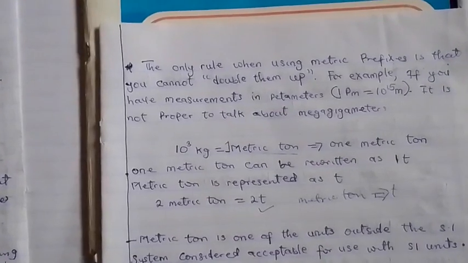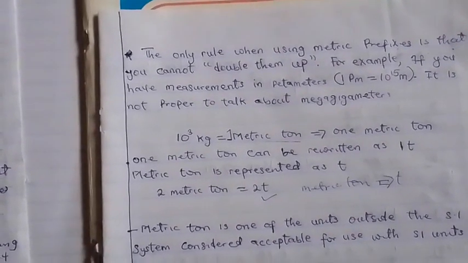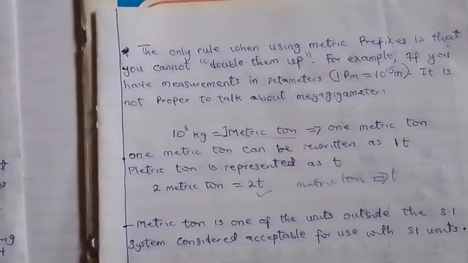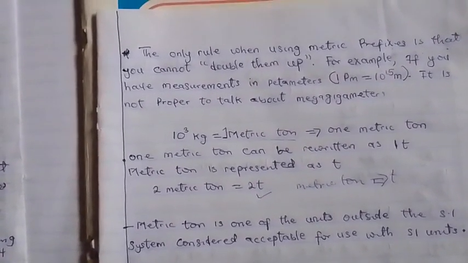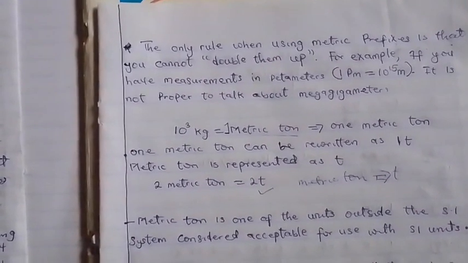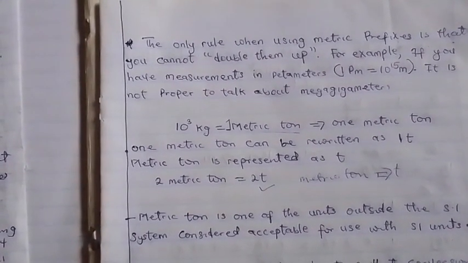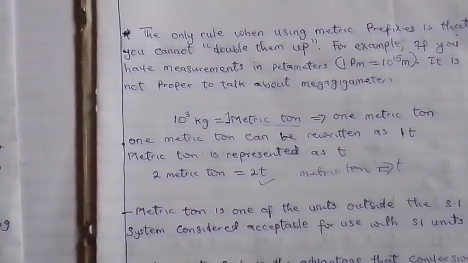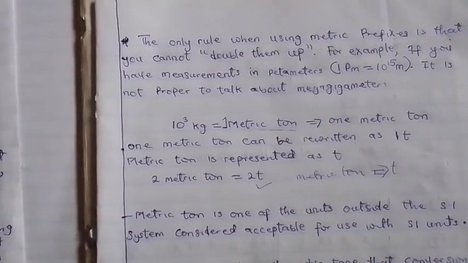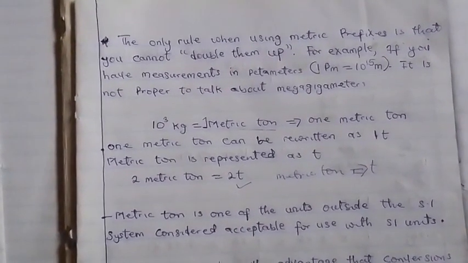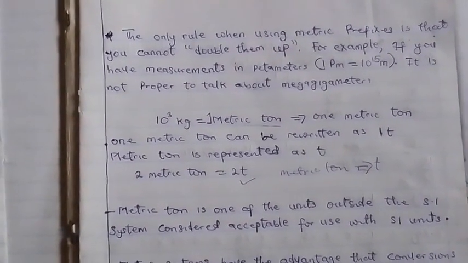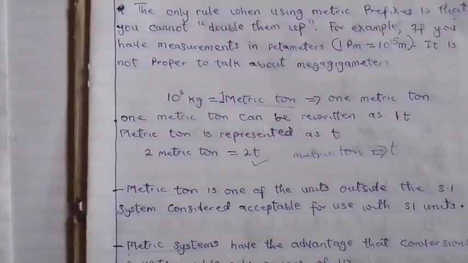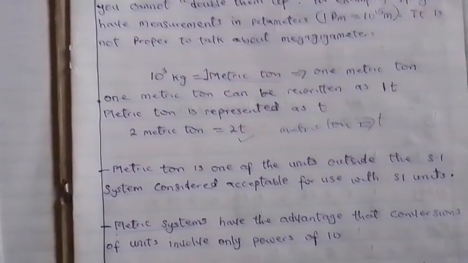Now, 10 raised power 3 kilogram, for example, you can also write as 1 metric ton. And metric ton is represented as small letter t. So for example, if you have 2 metric ton, it is the same thing as 2 t. Of course, metric ton is not part of the SI system, but it is also acceptable for use with the SI units. So just in case, 10 raised power 3 kilogram is 1 metric ton.